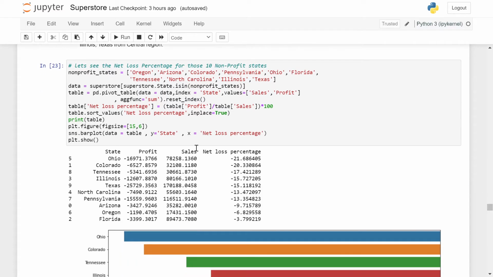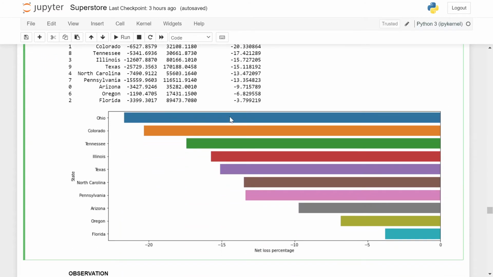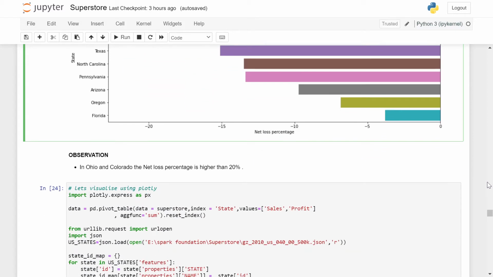From those 10 states, which states have the highest loss? So here I calculate the net loss percentage. We can see Ohio has the highest loss, followed by Colorado, then Tennessee, then Illinois, and so on.